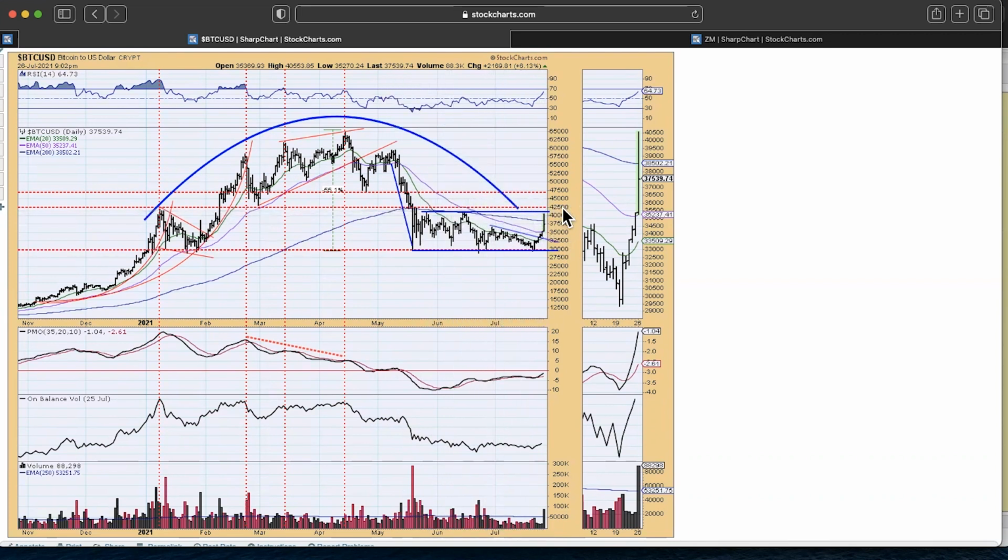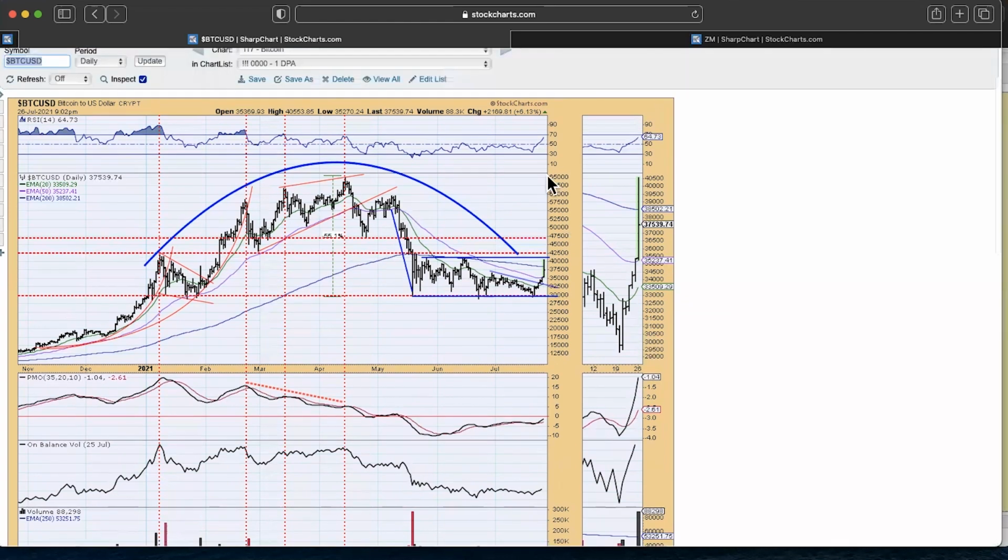Normally, we would expect at that point for it to turn back down, but I do like this move out of that declining trend. It does suggest that we might actually get that breakout to the upside on Bitcoin.